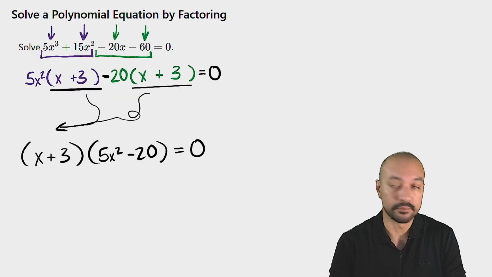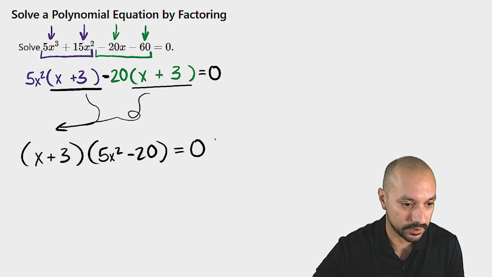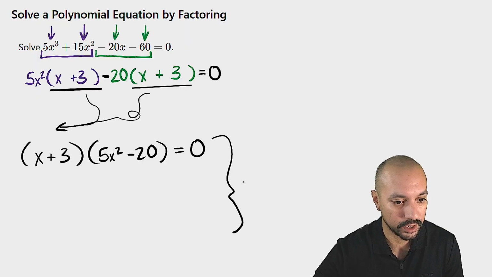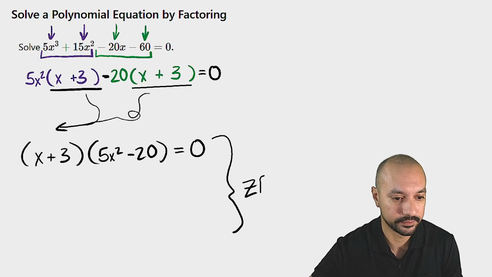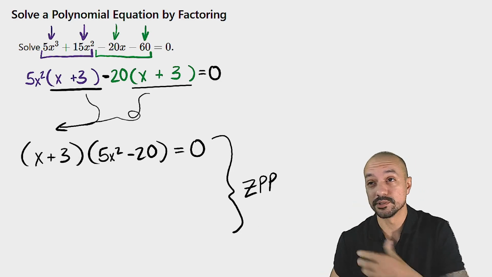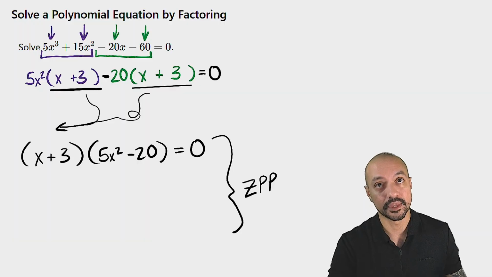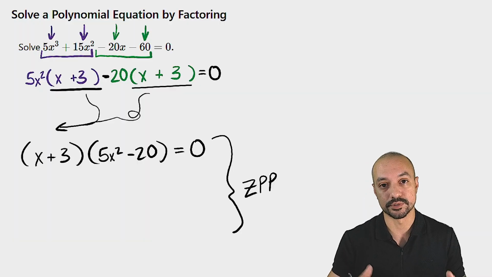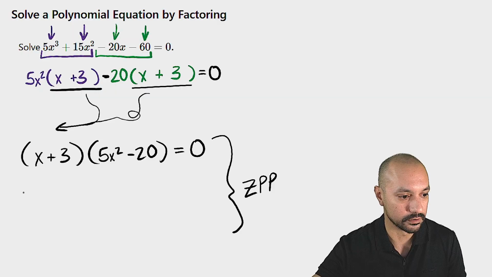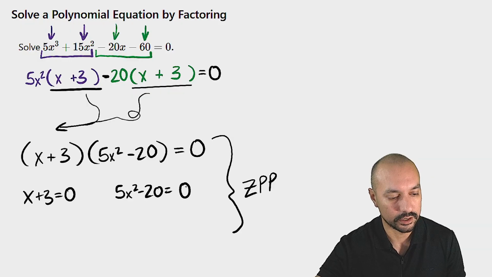Once I get to this point, because I have two things multiplying to make 0, I can take advantage of the zero product property. I like to say ZPP for short. ZPP allows me to set both of these factors individually equal to 0. So I can say x plus 3 equals 0, and I could solve that. And I could say 5x squared minus 20 equals 0, and I could solve that.